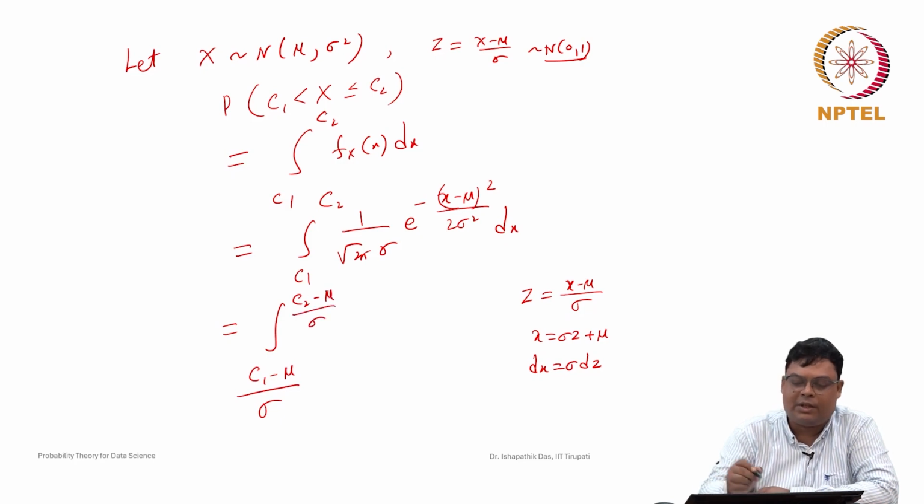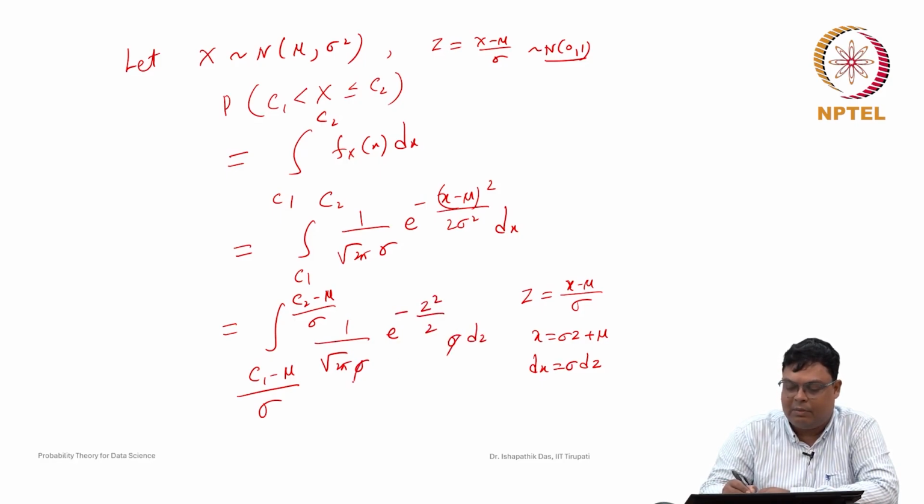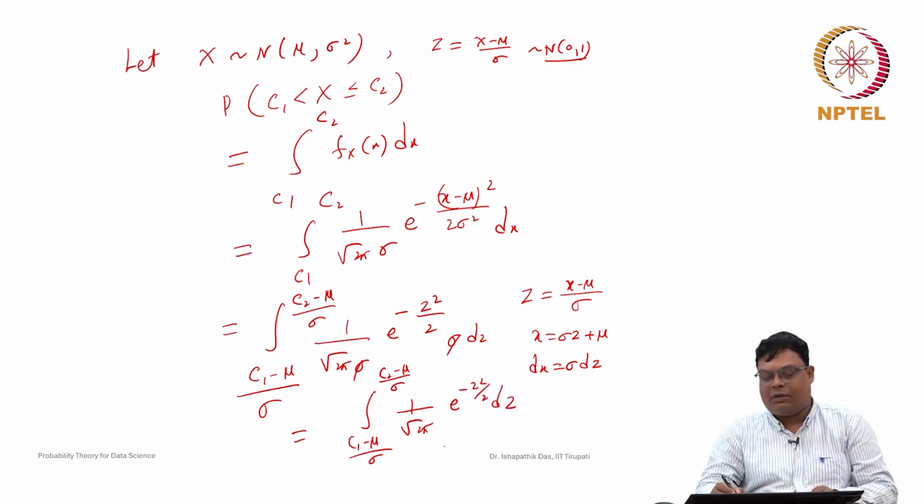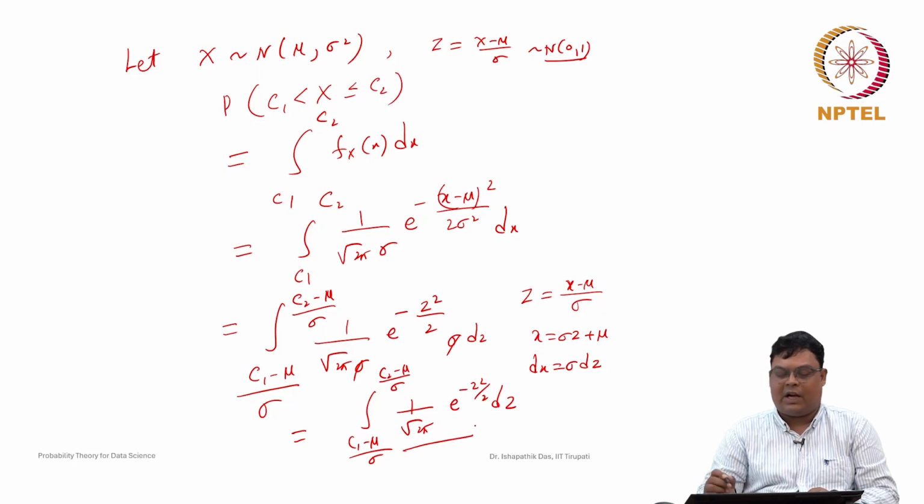Here the assumption is that c1 is less than c2, and then this is 1 by root 2 pi sigma, e to the power of minus z square by 2, dz. So, sigma is cancelled. Then we have to find this integration from c1 minus mu by sigma to c2 minus mu by sigma of 1 by root 2 pi e to the power of minus z square by 2 dz. This is actually the density of a standard normal variate.